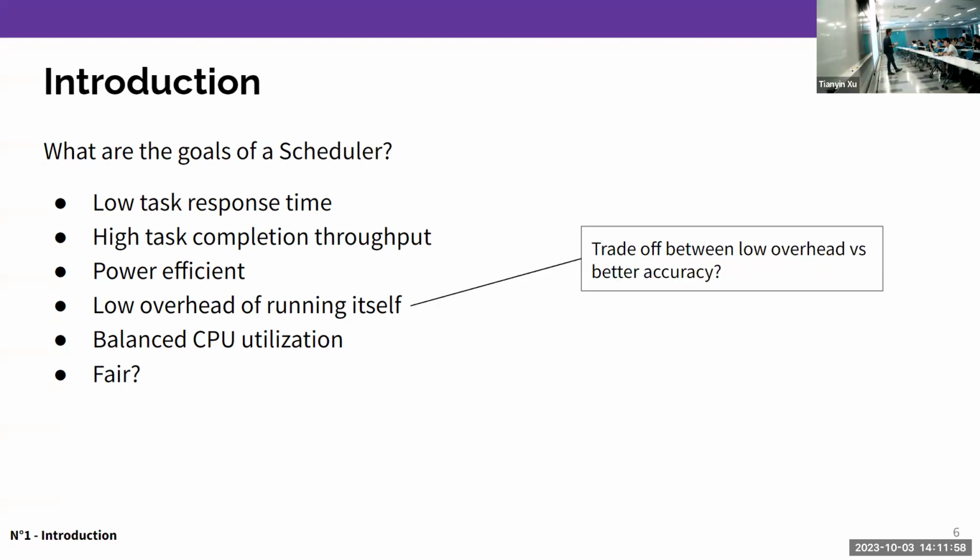Next is the lower overhead of running itself. Now, this is a pretty important one. Like I said, it needs to be pretty light to run, but at the same time, it can't be just a circular queue that just picks the next task and runs. That's a pretty light scheduler, but it's a pretty bad scheduler. So you need to find a balance between what's a good scheduler and what's a light scheduler.